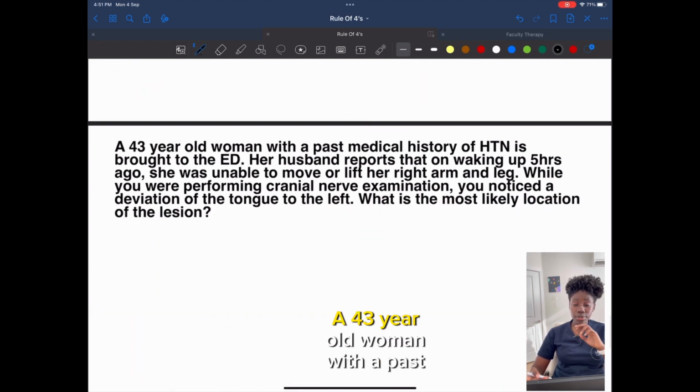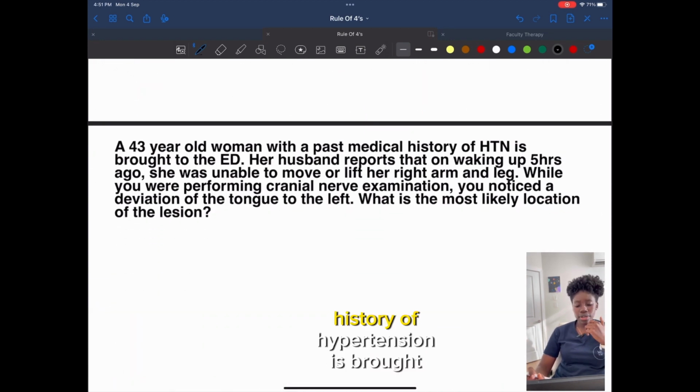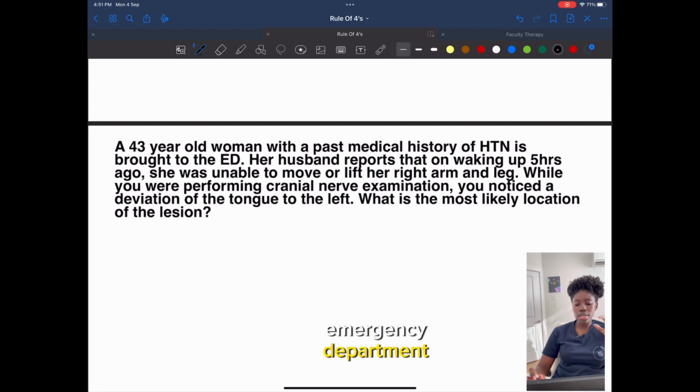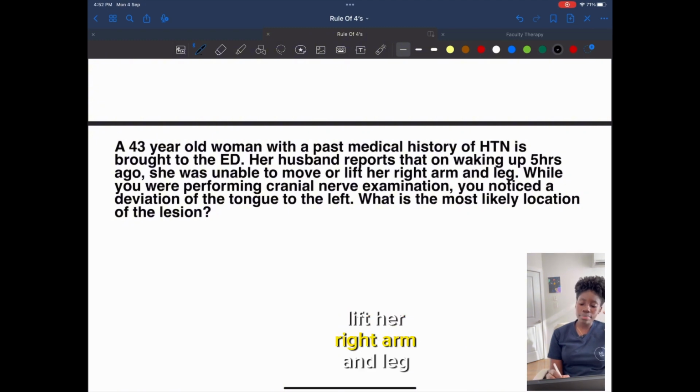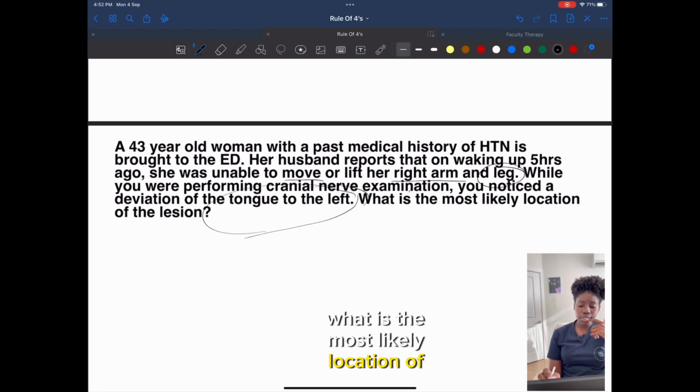The other question is, a 43-year-old woman with a past medical history of hypertension is brought to the emergency department. Her husband reports that on waking up 5 hours ago, she was unable to move or lift her right arm and leg. While you are performing cranial nerve examination, you notice a deviation of the tongue to the left. What is the most likely location of the lesion?